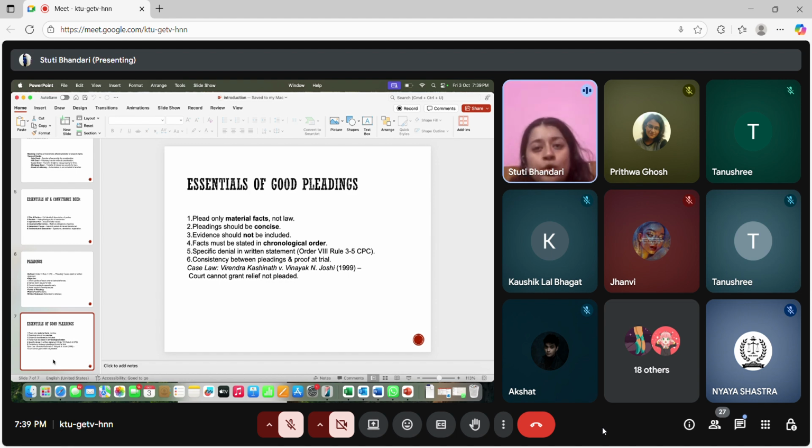Evidence should not be included क्योंकि आपका evidence का stage, it is altogether a different stage which is in the later part of the suit. Then again they should be in chronological order.